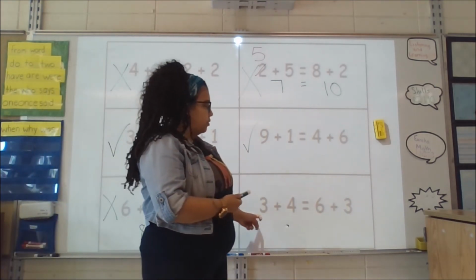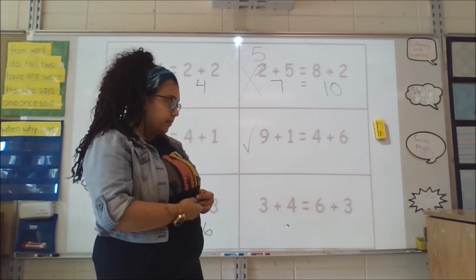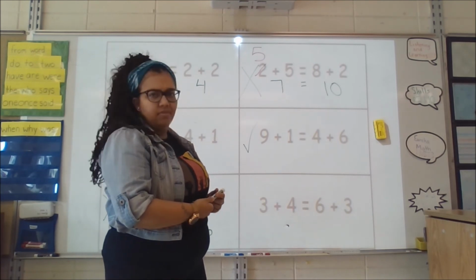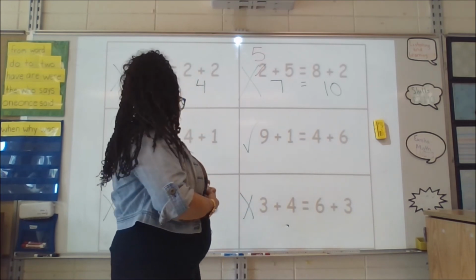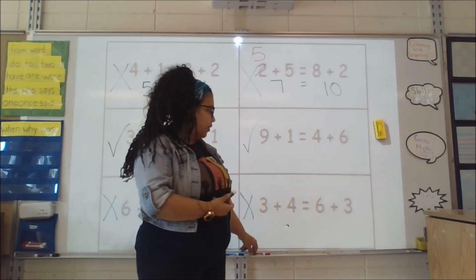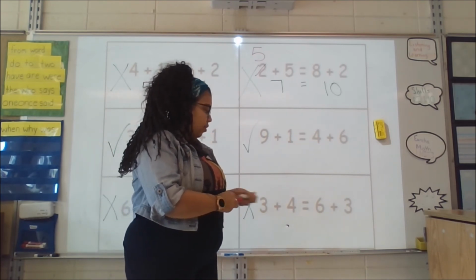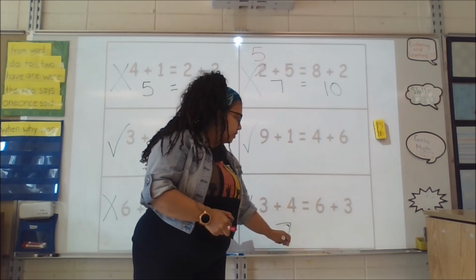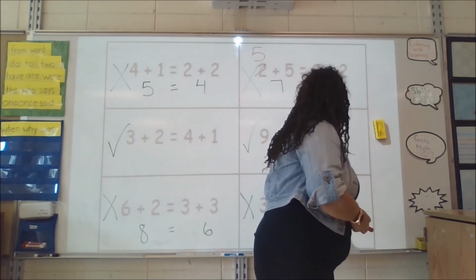How about 3 plus 4? Is that equal to 6 plus 3? That is wrong. Let's try to fix this one. We have 3 plus 4 here, and that has a whole of 7. And then 6 plus 3 has a whole of 9.